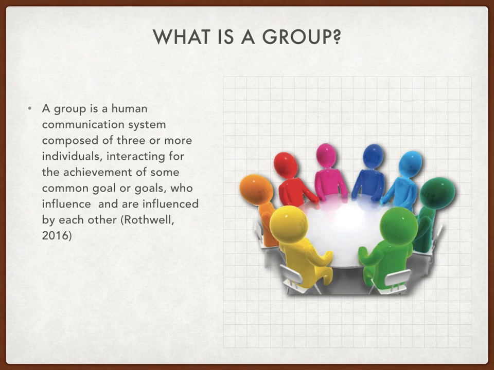What is a group? A group is a human communication system composed of three or more individuals interacting for the achievement of some common goal. The common goal for my presentation was stopping bullying, and they're basically trying to influence each other to come together and try to stop that from happening.